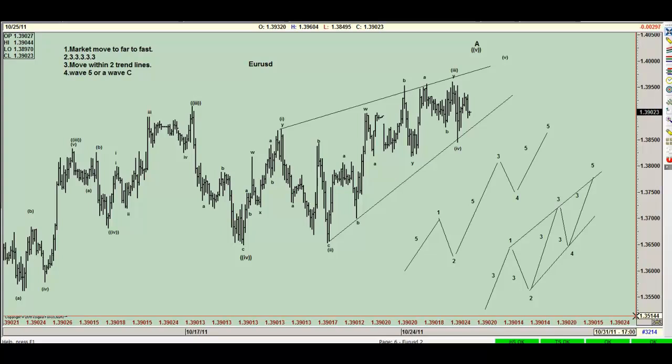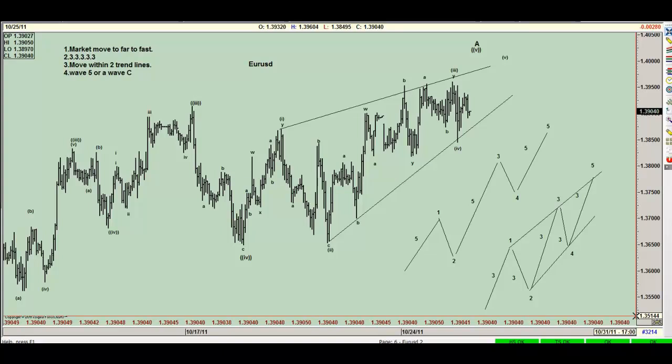An ending diagonal happens when the market has moved too far, too fast. In other words, if you see an impulse that has traveled a lot in a new trend or within the trend, most of the time that impulse ended with an ending diagonal. And the ending diagonal is a structure that takes the form of 3, 3, 3, 3, and 3. In other words, a sequence of 5 waves of 3 together.